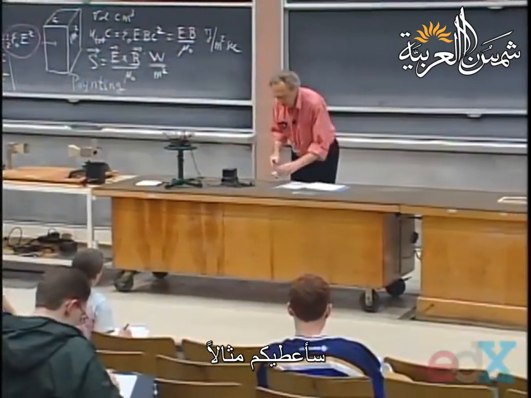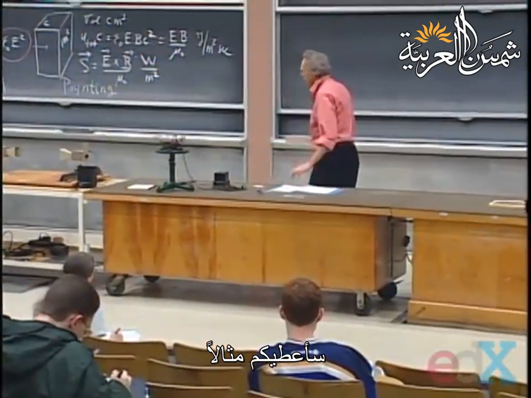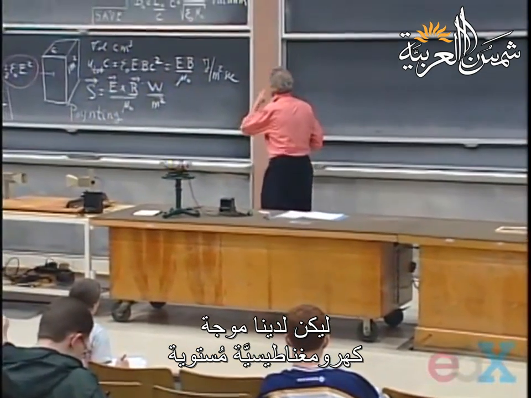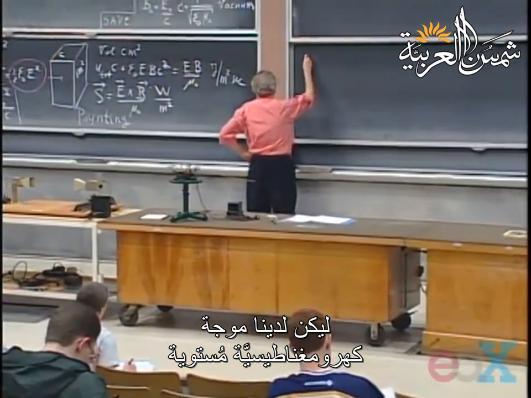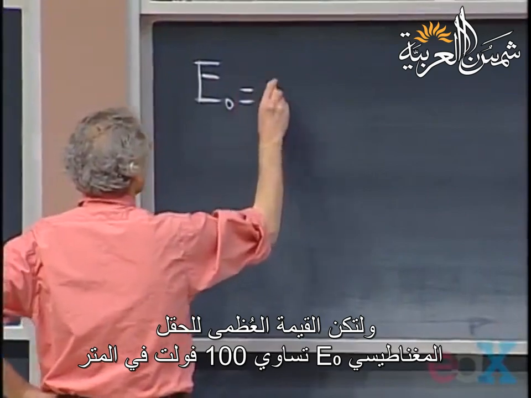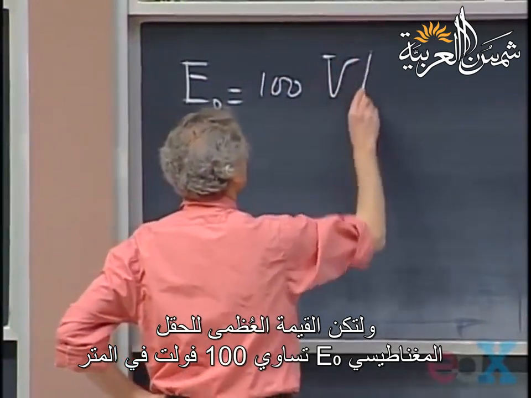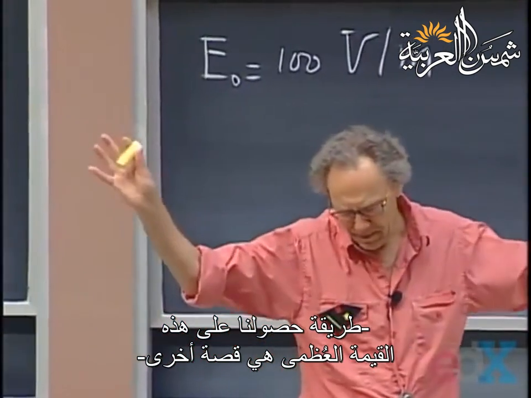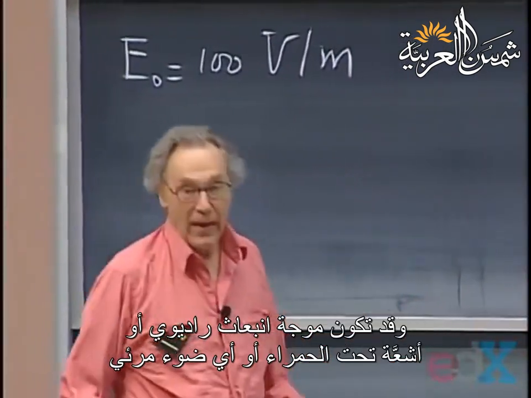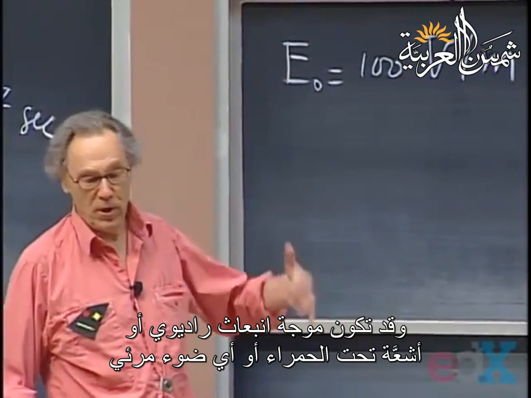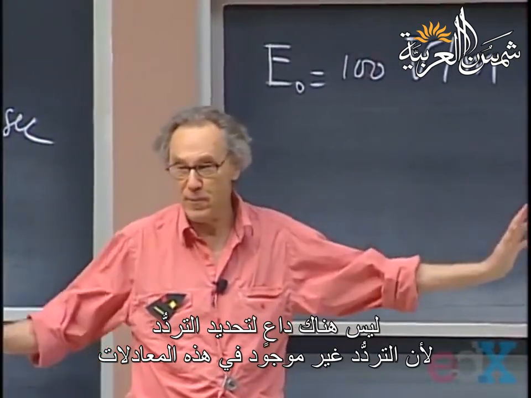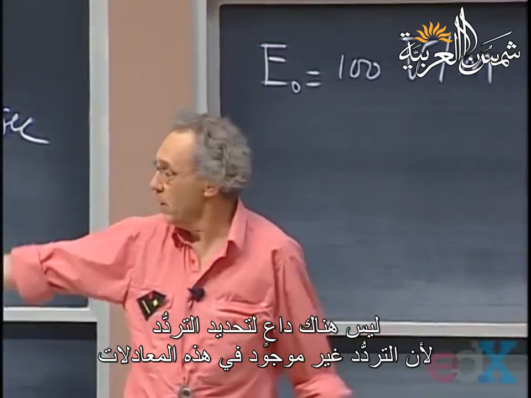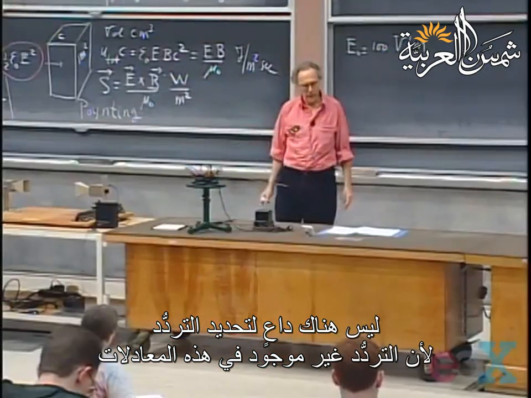And I can give you an example. Suppose I have a plane electromagnetic wave, and E0 is 100 volts per meter. That's just what it is. How we get it, that's a different story. And this could be radio emission. This could be infrared. This could be light. I don't specify the frequency. I don't have to. Frequency doesn't come up there.